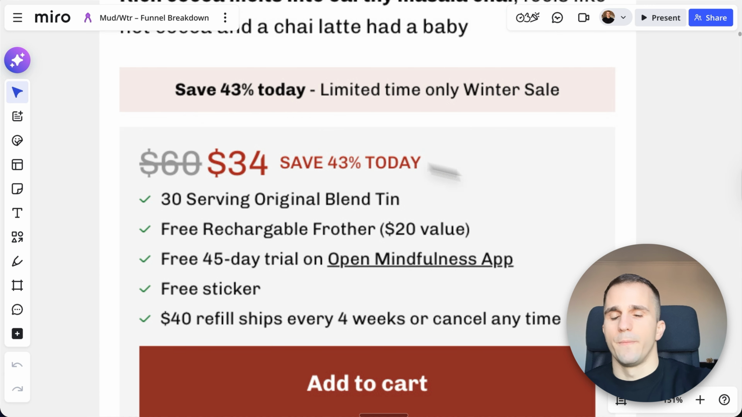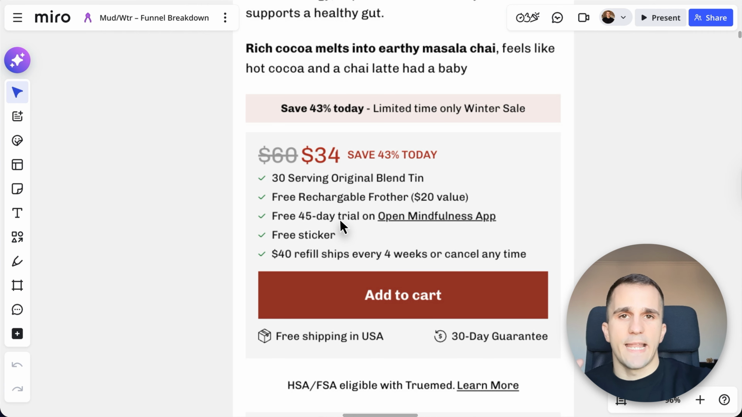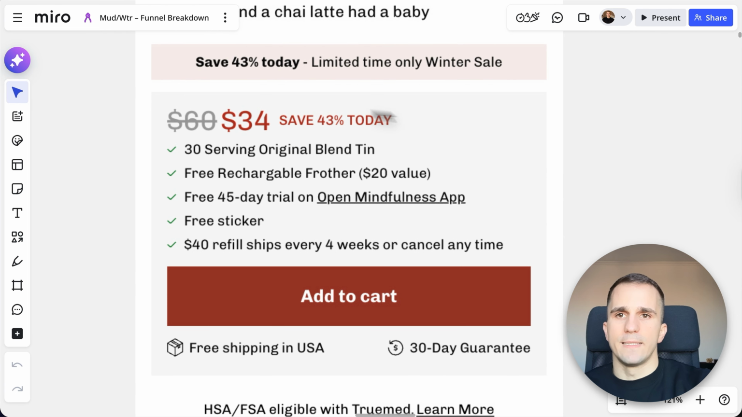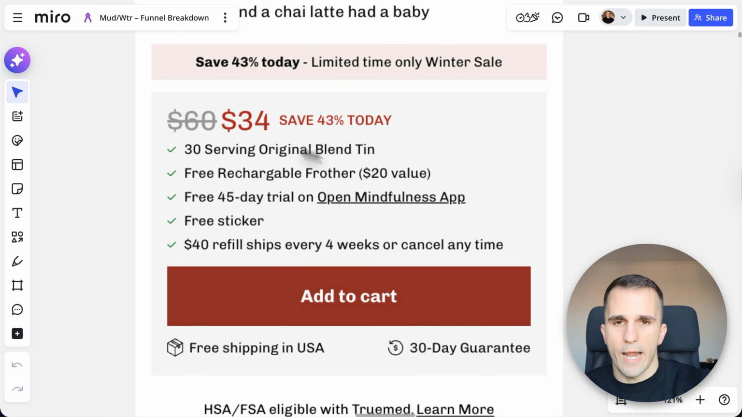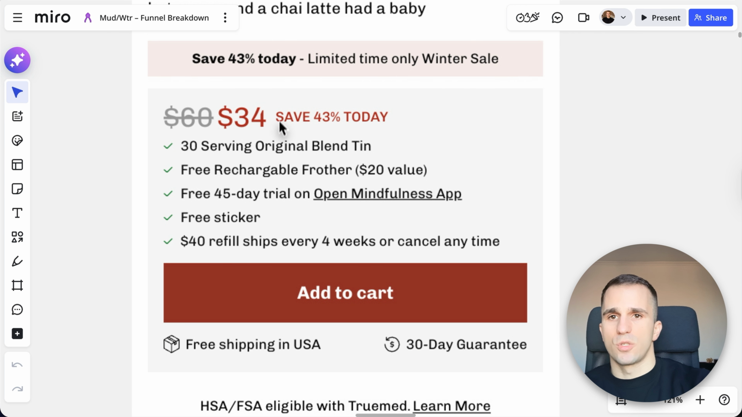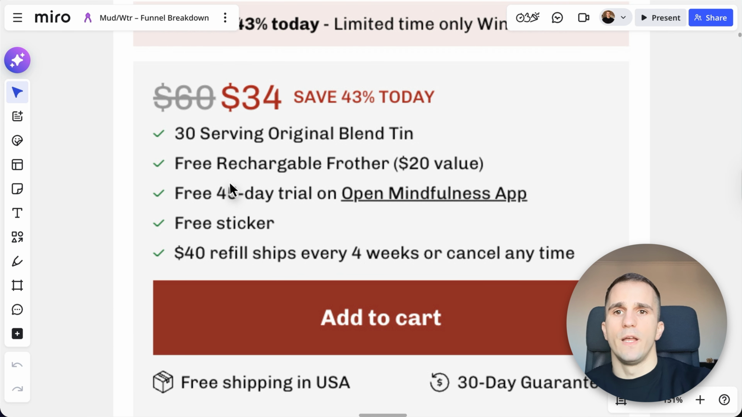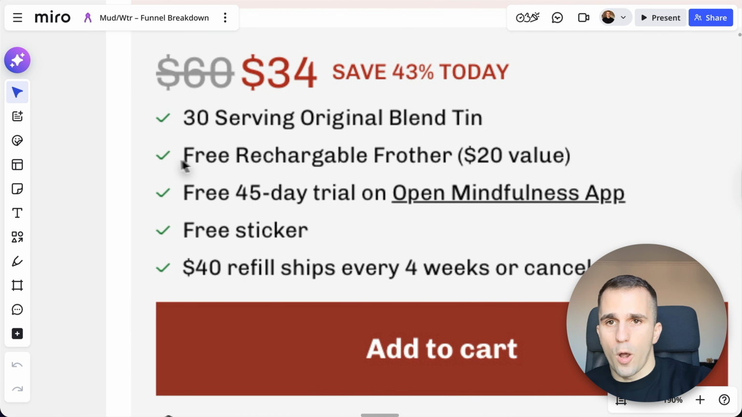Then after that, they're just stacking more values of their deal. And what I really like about this design is that you can see how all these things are in this silver rectangle that just gives that proximity feeling in there. And that's how they stack all these values within this deal that they have emphasized. So now they say how many services you have, free rechargeable fodder, you have free how many days of their mindfulness app, they have a free sticker, and you can see how the copy is really good.